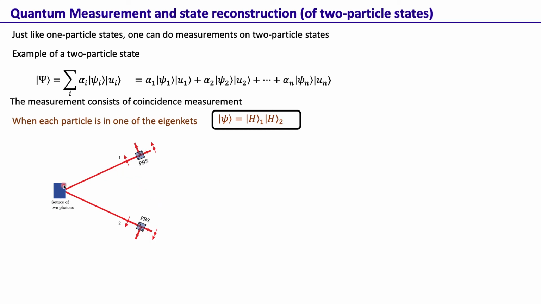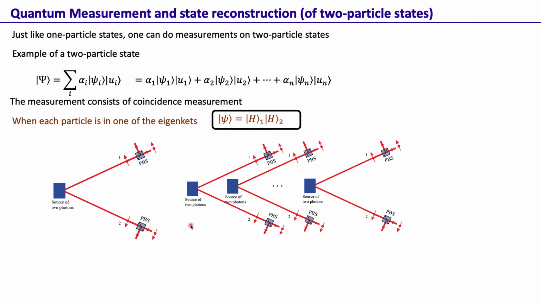So if we take the example of parametric down conversion, which produces the two photons, and the first one is horizontally polarized, the second one is horizontally polarized, and if we bring in this measurement device in the HV basis, then of course the horizontally polarized photon will go there, and this horizontally polarized photon will go there. The second time we do the measurement, we'll have the same result. Third time and so on, it will be the same result. So if we know that each particle is in one of the eigenkets, then only one measurement is enough to reconstruct the two particle state.